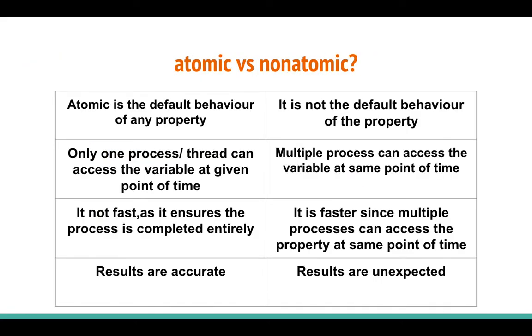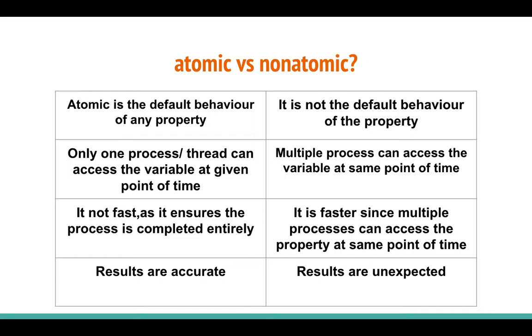So what is the difference between atomic and nonatomic? Mainly, atomic is the default behavior for any property, but nonatomic is not the default. For atomic, only one thread can access the variable at a given point in time, but with nonatomic, multiple threads can access the variable at the same time.